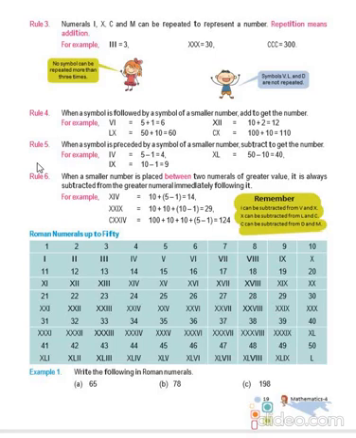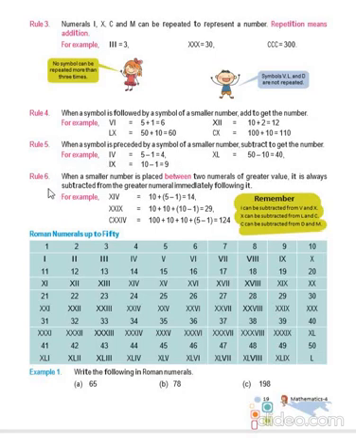Now come to rule number 5. When a symbol is preceded by a symbol of a smaller number, we will subtract that number. So it will be 5 minus 1 will be 4. 50 minus 10 will be 40. 10 minus 1 will be 9.